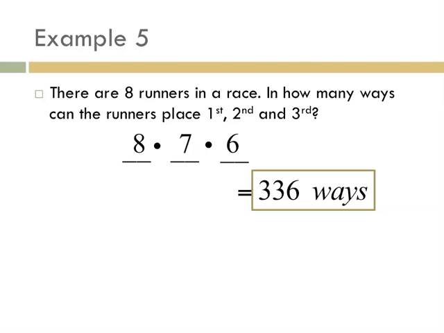Now, for this example, it wasn't too bad to write in the slots, but we want to come up with a formula that will make this simpler. That way, if you had 100 runners and wanted to know how many ways the runners can place first through 50th place, you really don't want to be doing 100 times 99 times 98 all the way to the 50th one, right? We need some sort of formula to help us simplify this calculation. And so that's what we have here on the next slide.